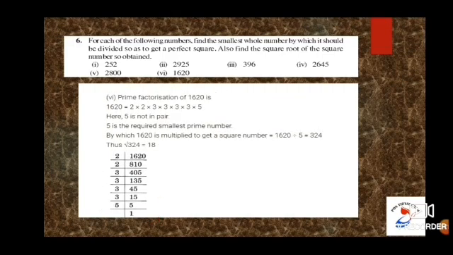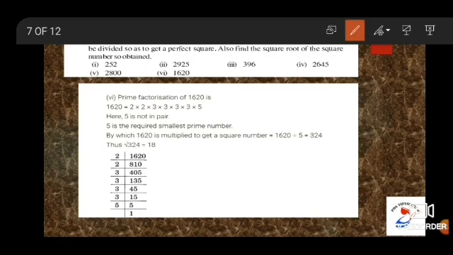Subdivision 6. The question is 1620. Let us find out the prime factors of 1620. 1620 by 2, 810. 810 by 2, 405. 405 by 3, 135. 135 by 3, 45. 45 by 3, 15. 15 by 3, 5. So, 5 divided by 5, the result is 1.